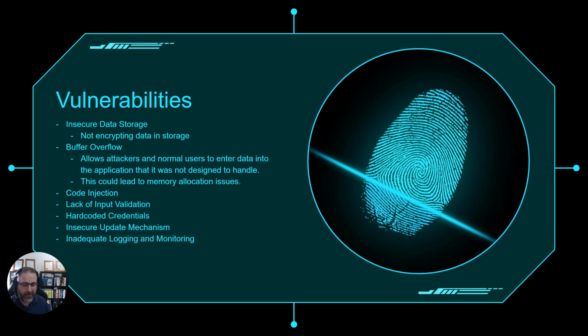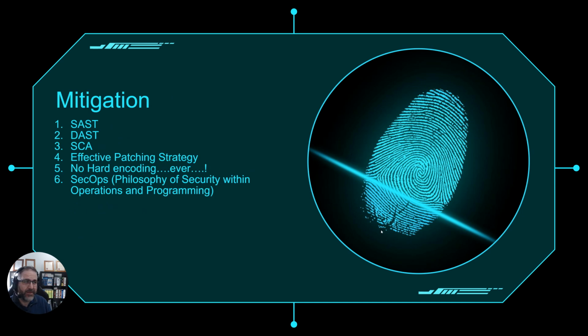Insecure update mechanism, that means we're just not updating or patching our code or applications. Again, another bad idea. We need to be able to do that. Inadequate logging and monitoring. If an incident happens, which is a bad thing that's happened to our system, we need to know about it really quickly. We need to be able to organize it, view it, get alerts, and then act on it ASAP.